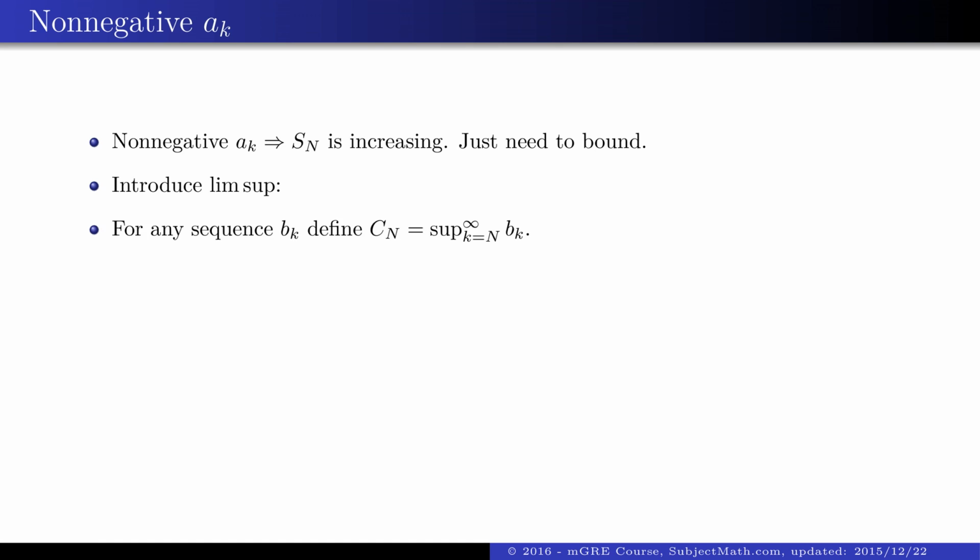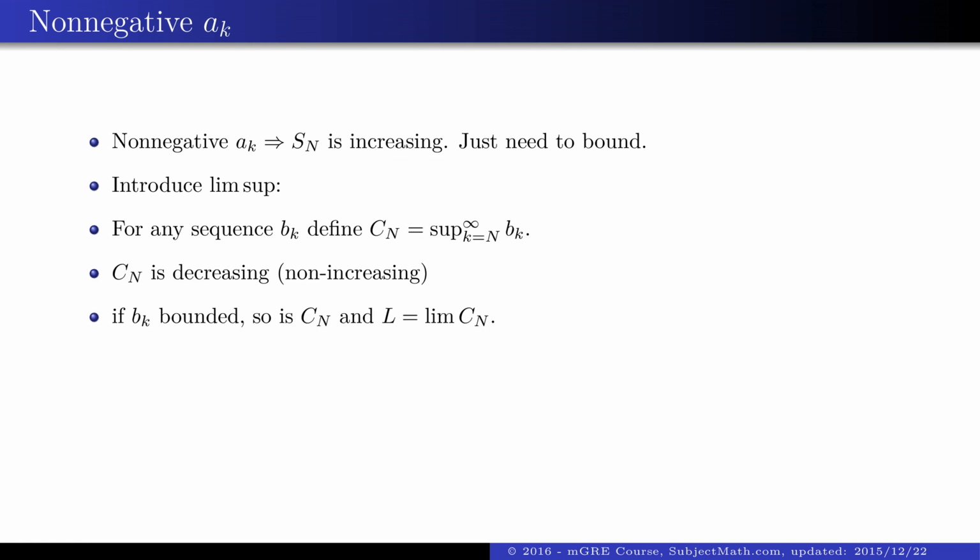For any sequence bk, we define a new sequence, capital Cn, as the supremum of bk from capital N to infinity. C1 is the supremum of all the members of bk. C2 is the supremum when we leave b1 behind. C3 is the supremum when we leave b1 and b2 behind, and so on. In every step, we have fewer and fewer candidates for the supremum. So Cn as a sequence is decreasing in the weak sense.